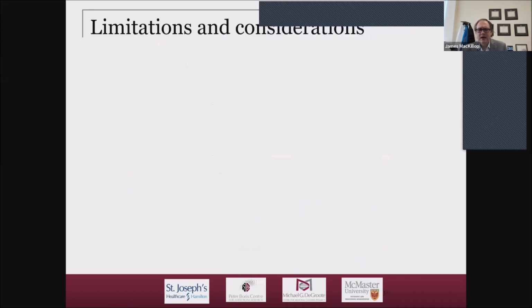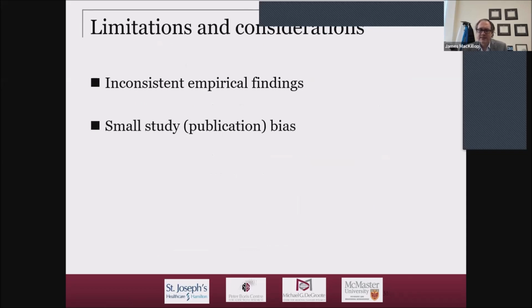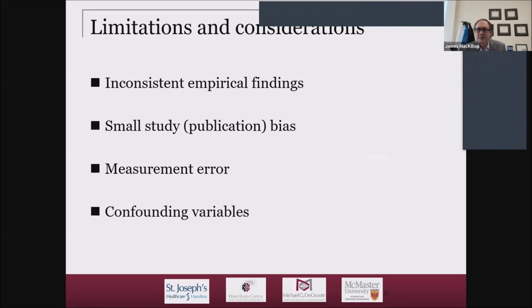So in summary, we've got quite a lot of inconsistency. There seems to be some small study or what's called publication bias insofar as in their review, small studies that found large effects were quite common. And there may well be some measurement error because some of these constructs are assessed using very different neuropsychological tests. And then finally, many of the studies, again, because they were quite small, were not able to adjust for many of the covariates or possible confounding or nuisance variables that you would want to include.